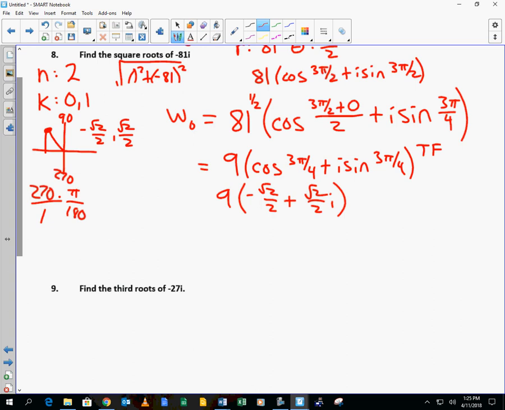So first of all, do you know that 3 pi over 4 is 135 degrees? You would have to multiply that by 180 over pi to convert from radians to degrees. So then you have 135 degrees. So you need to recognize that that is a 45, 45, 90 triangle. And then we produce negative root 2 over 2, root 2 over 2.